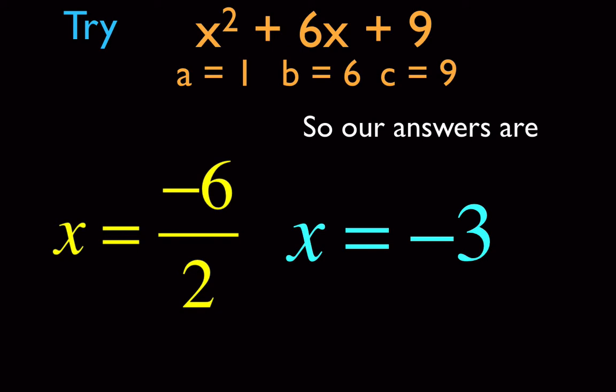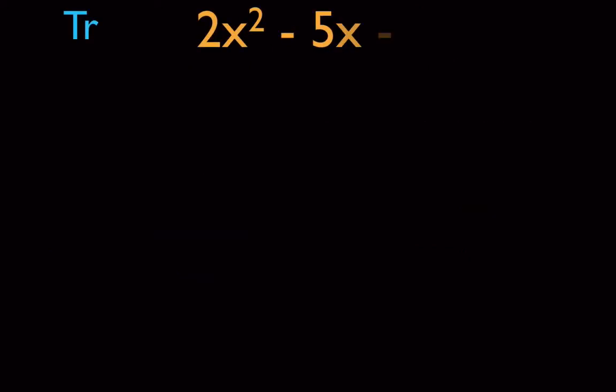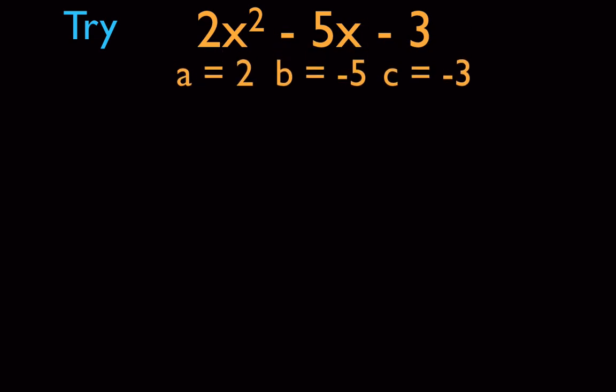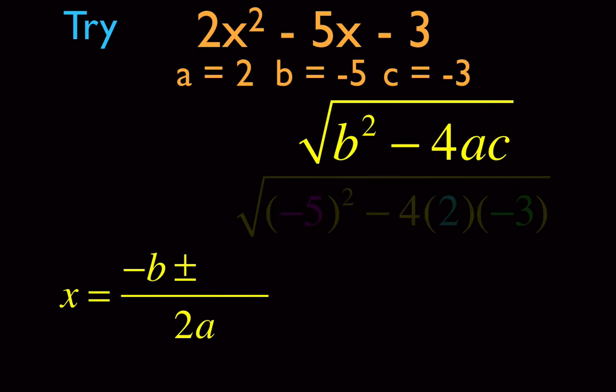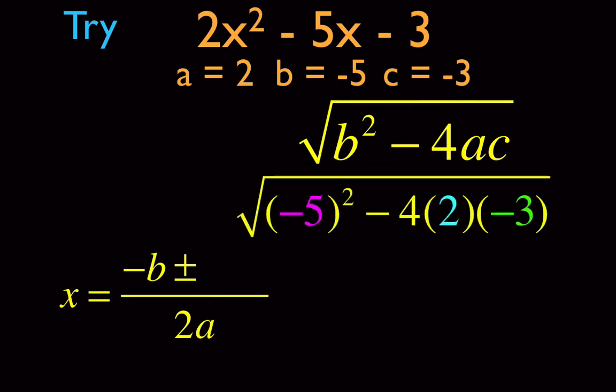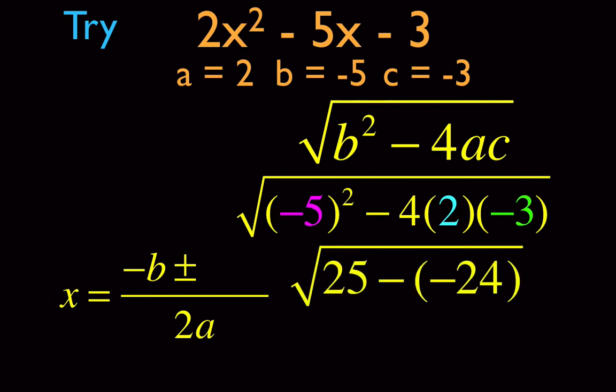Okay, next example for you guys here. So here we're going to get negative 5 times negative 5, which is 25, minus 4 times 2 times negative 3, which is negative 24.